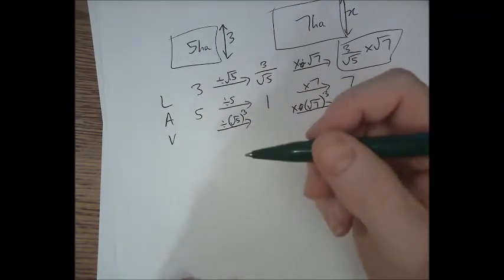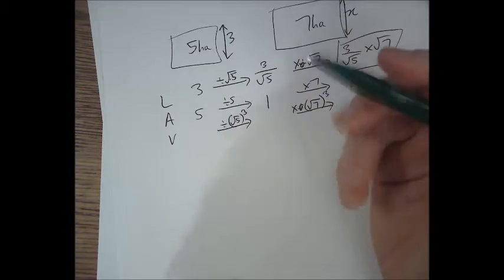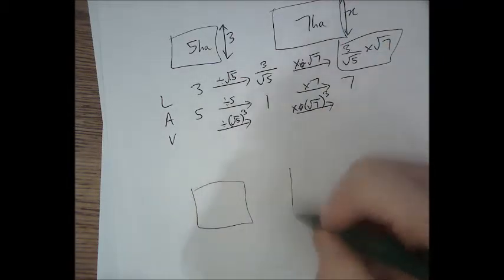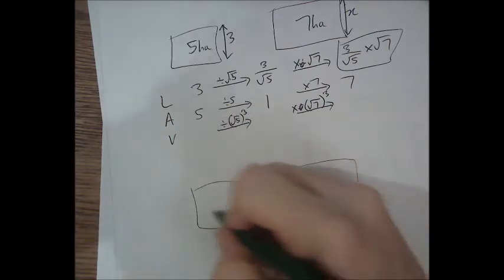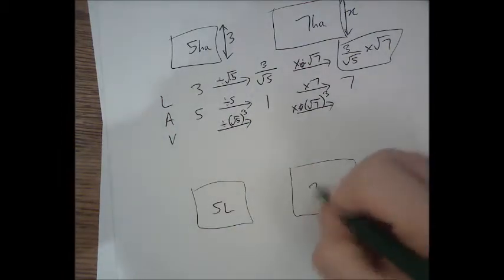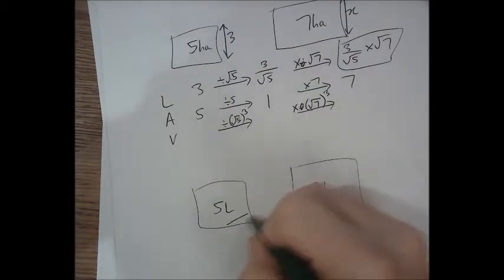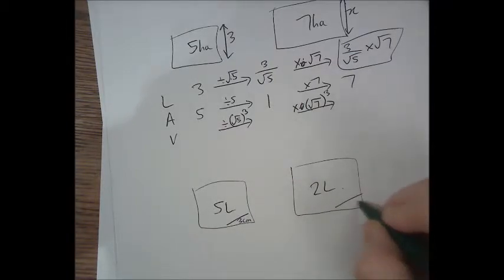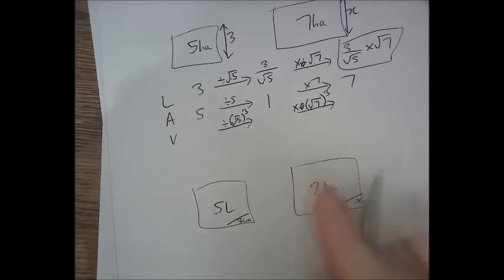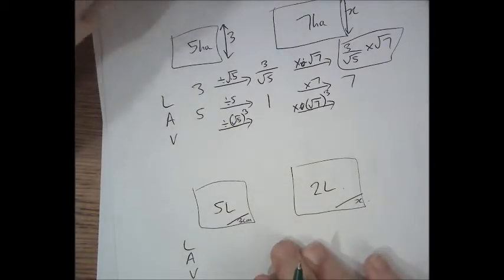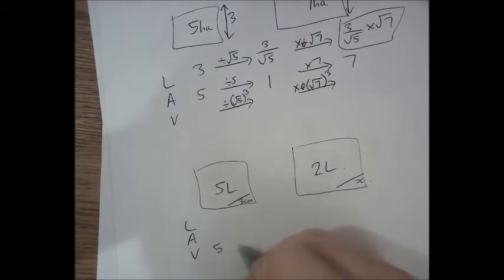I give you a volume. 5 litres becomes 2 litres. And I want to know, if they're similar, what happens to this length of 3 centimeters. How long would that be over here? So we've got a clue about volume, but the question is about length. Trap. So the volume of 5 became a 2 via the number 1.